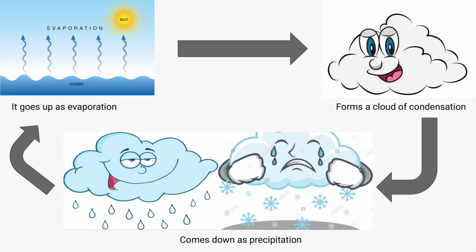1, 2, 3. Water travels in a cycle, yes it does. Water travels in a cycle, yes it does. It goes up as evaporation, forms a cloud of condensation, comes down as precipitation, yes it does. Woo!